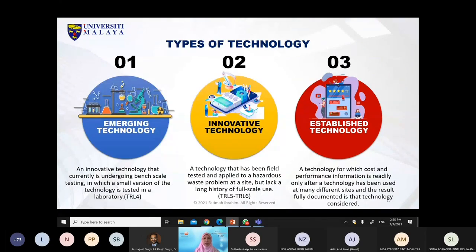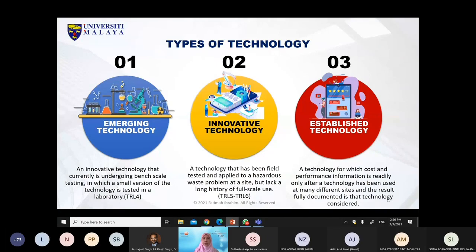So for the academic technology, there are three types of technology. The first type we categorize as emerging technology. This is an innovative technology that is currently undergoing bench-scale testing, in which a small version of the technology is tested in the laboratory. So I can say that you are at technology readiness level 4. For the innovative technology, the technology has been field tested, you apply it in the real environment, you test it, but you still have a lack of history of full-scale use. For example, you still have not gotten a certification or accreditation and so on. So we can label this one as TRL 5 and TRL 6. And the established technology is the technology that has gone through all the standards for certification and all the validation and so on.